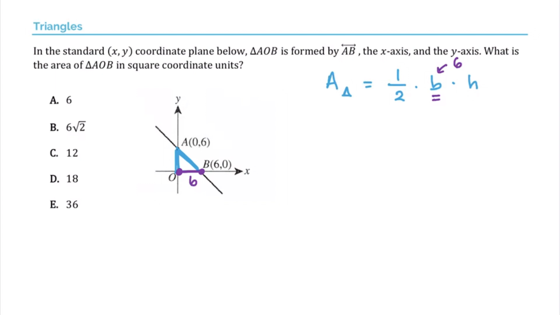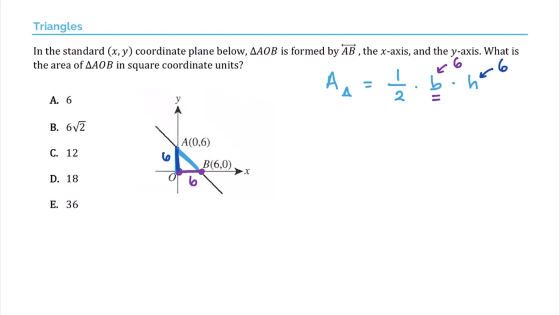Now let's review the height. So here's our height. We go from (0, 0) to the point (0, 6), which means that our y value changes from 0 to 6, which means that we go up 6. So that length for our height is also 6.